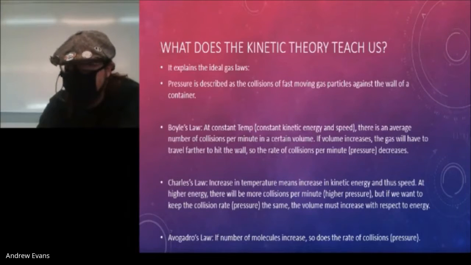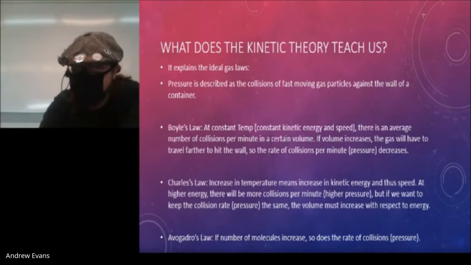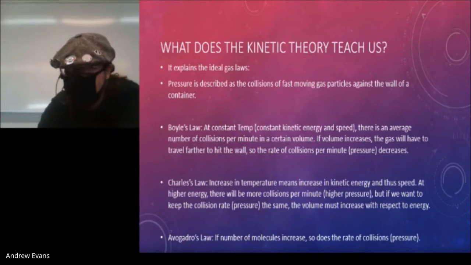So Boyle's law says that at constant temperature, which means if all the energy in the system is constant, then the average number of collisions per minute within a certain volume is constant. If the volume were to increase, the speed is essentially staying the same, so the gases will have to travel farther per collision, and so pressure must decrease. As for Charles' law, when we increase the temperature, we increase the kinetic energy, and thus we increase the speed. At a higher energy, there should be more collisions, which means higher pressure.